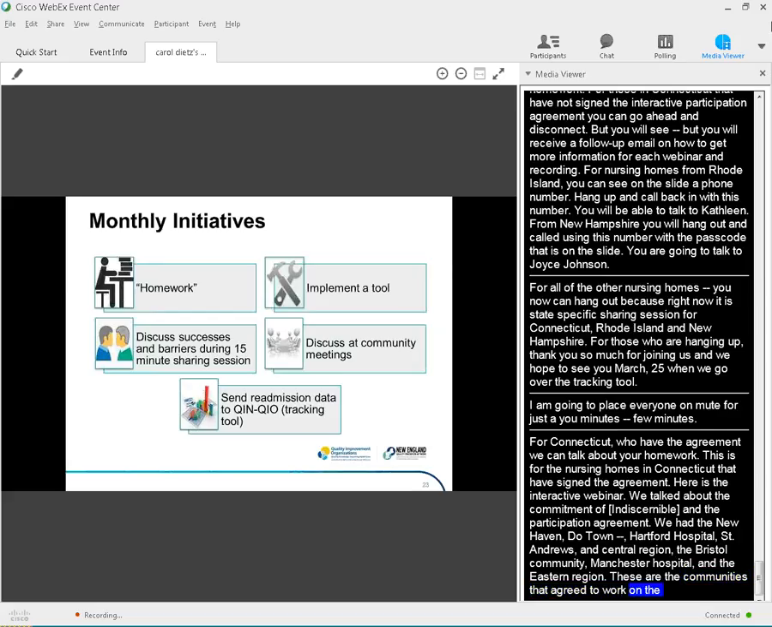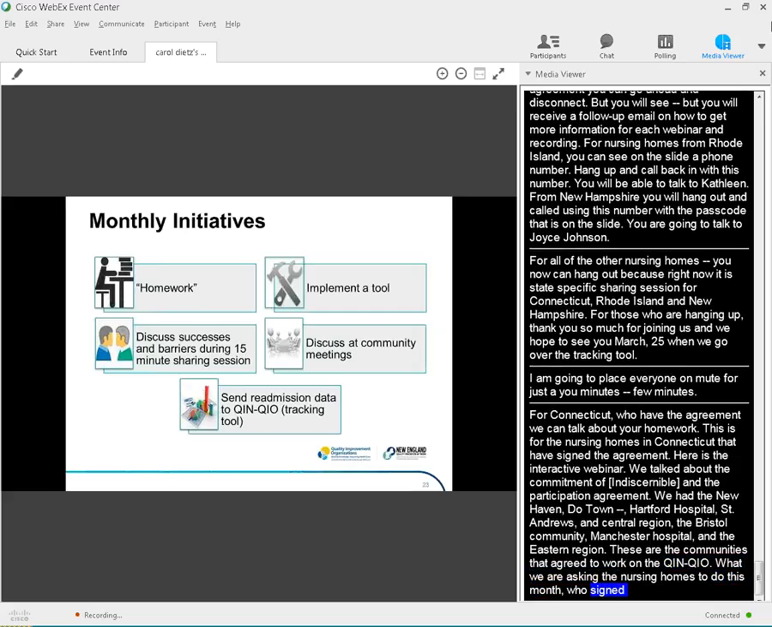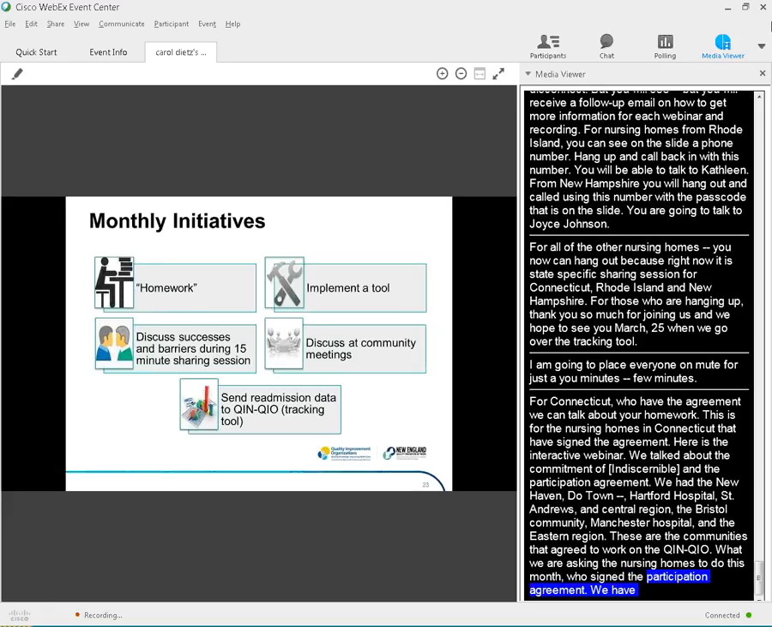So this is the start of it, and this is the start of the accountability of each of the participants. So what we are asking the nursing homes that have signed the participation agreements to do for this month is five different things. First, we're going to give you some homework.